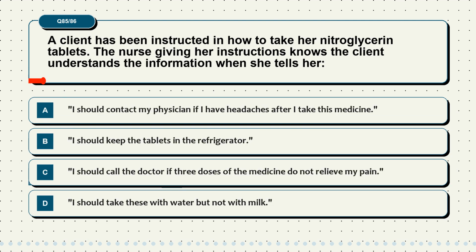Question 85. A client has been instructed in how to take her nitroglycerin tablets. The nurse giving her instructions knows the client understands the information when she tells her. Here are the options. Option A. I should contact my physician if I have headaches after I take this medicine. Option B. I should keep the tablets in the refrigerator. Option C. I should call the doctor if 3 doses of the medicine do not relieve my pain. Option D. I should take these with water, but not with milk.